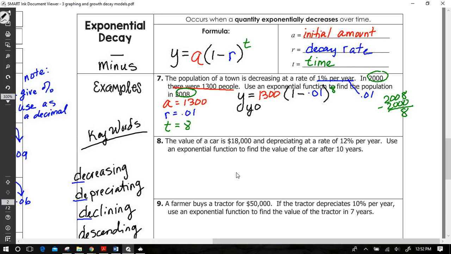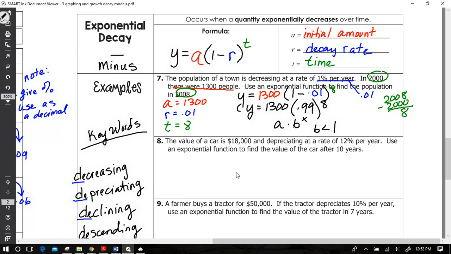So we have y equals 1300 times, and if you did 1 minus 0.01, you're going to get 0.99 to the 8th power. And so I just want to remind you that this is still considered a times b to the x power, all right? And so my b value, like 0.99, is less than 1. And so that's also another way that I know that this is going to be decay, all right?